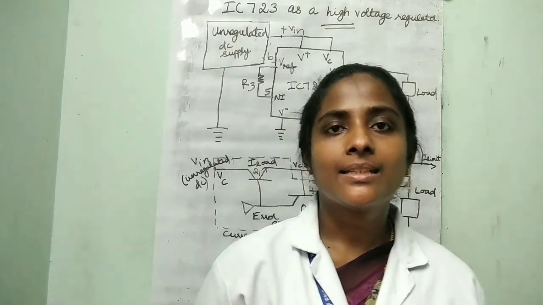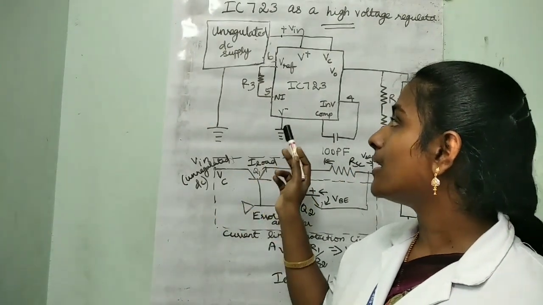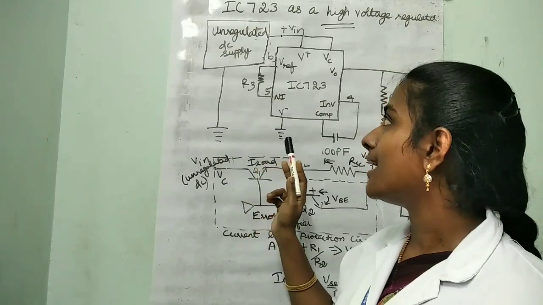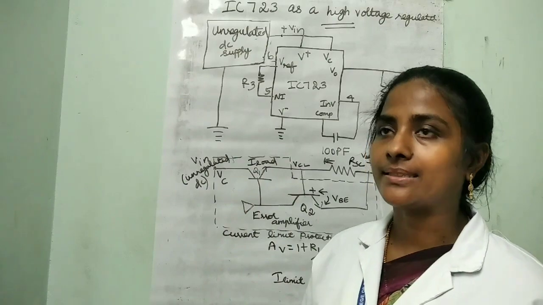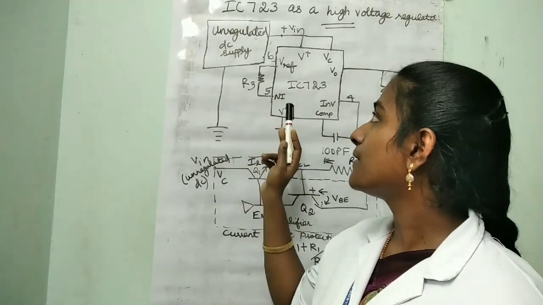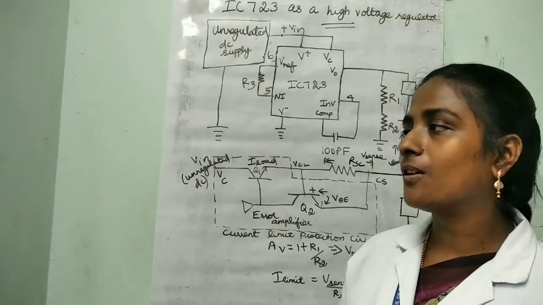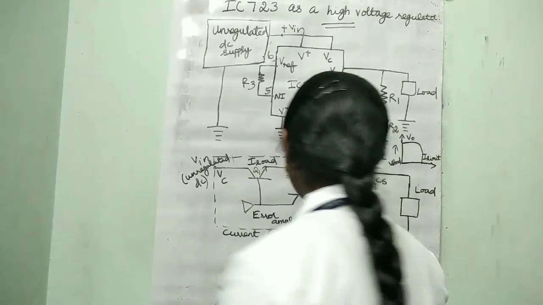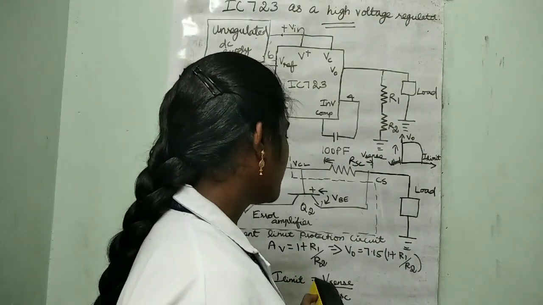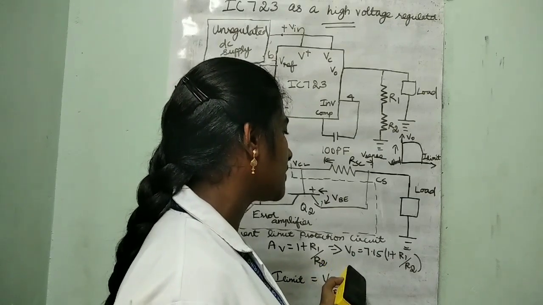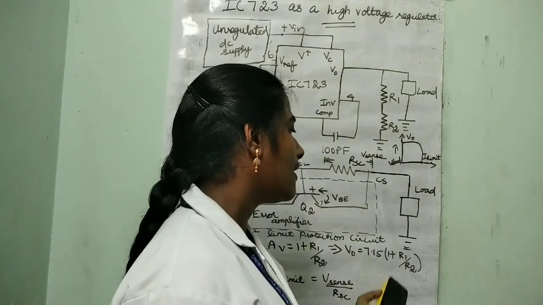Here in this IC723 high voltage regulator, the non-inverting terminal is directly connected to the reference voltage pin through the resistance R3 in pin 6. The voltage gain is given by AV equals 1 plus R1 divided by R2, that is, output voltage equals 7.15 into 1 plus R1 divided by R2.